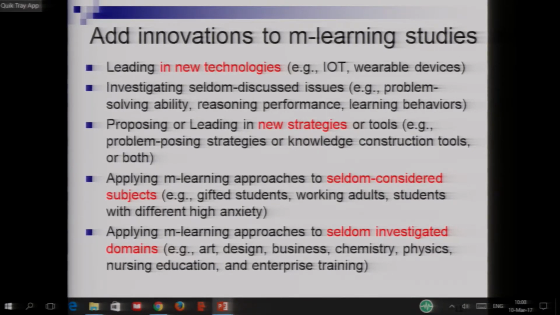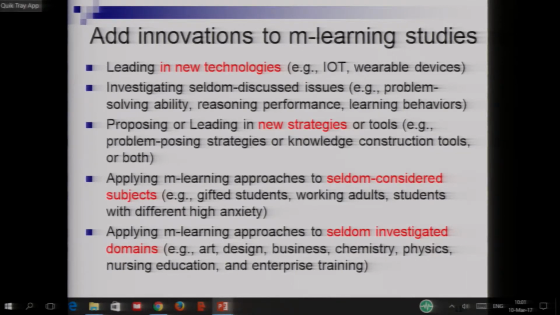The first opportunity is to lead in new technology. But when I talk about new technology, I mean real new technology. What do I mean by real new technology? Is AR new? No, because AR has already been proposed for 4 years, maybe more than 5 years. AR, augmented reality, has been proposed for more than 5 years, so it is not new. That's not what I call new technology. Is game new? No, not new. It's more than 10 years, right?